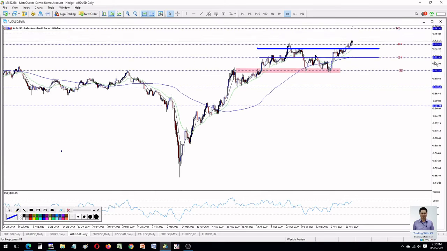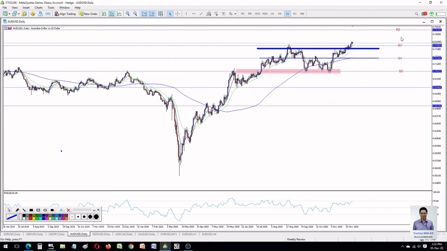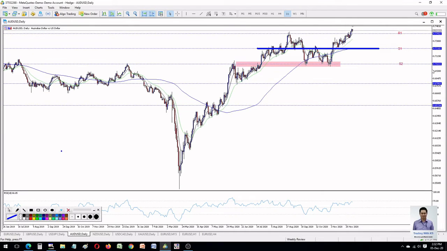Let's see where the support resistance areas are. One is here and one is here. The price is actually consolidating here. You can see this is a consolidation, right? The price stopped over here.